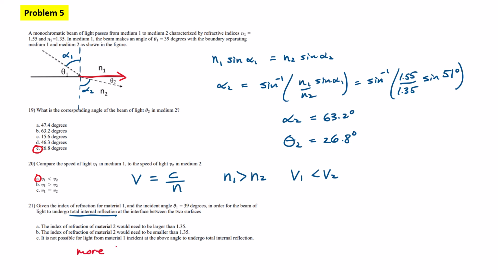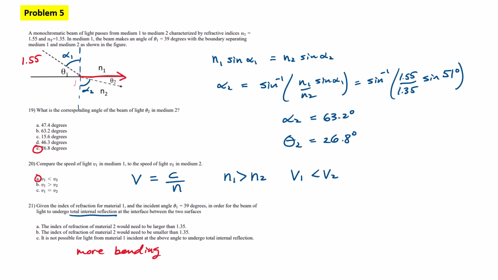So you want more bending. And how do you get more bending of the light? You want to make the difference between the two indices of refraction as large as possible. So if I keep this one here at 1.55, what I want to do is make n2 less than 1.35 in order to obtain that.